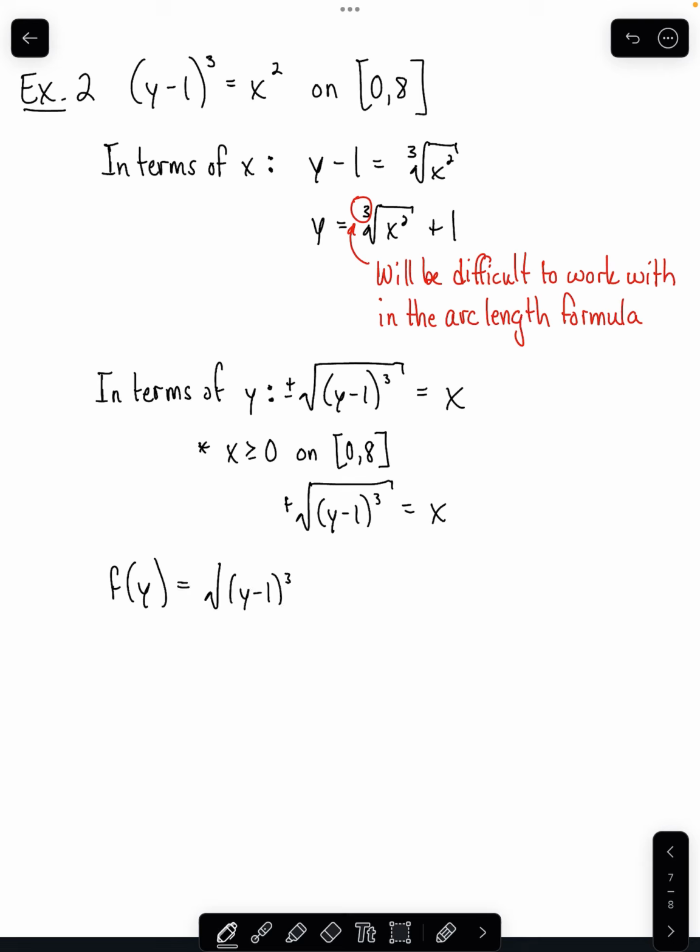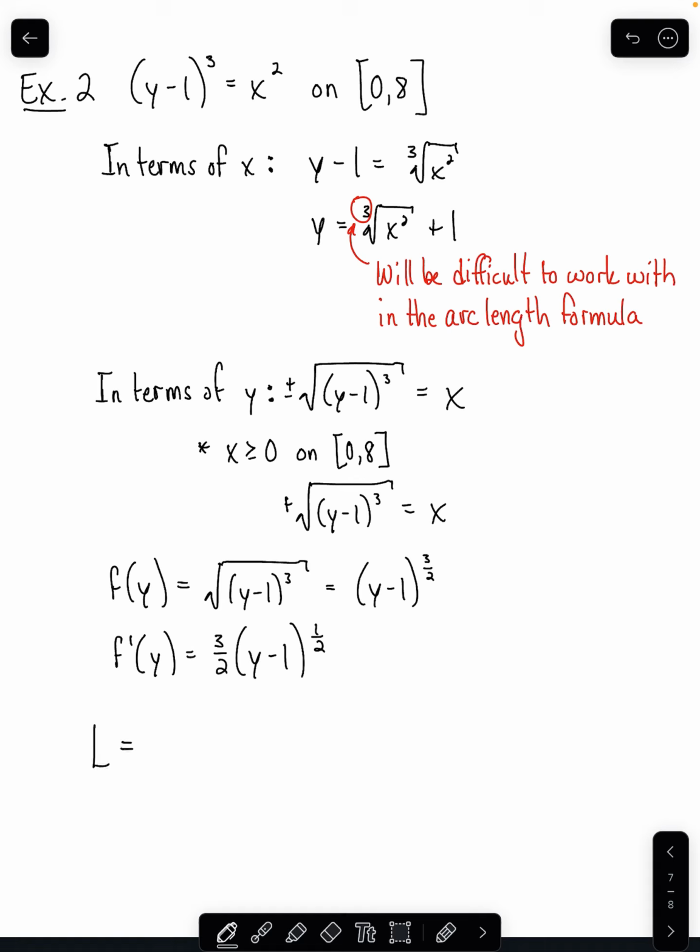We need its derivative in order to make the arc length function, the arc length integral, work. So we can rewrite this as y minus 1 to the 3 halves, and its derivative would then be 3 halves times y minus 1 to the 1 half. And that's why this is going to work better, because in finding the derivative, that 3 in the exponent is now not an issue.